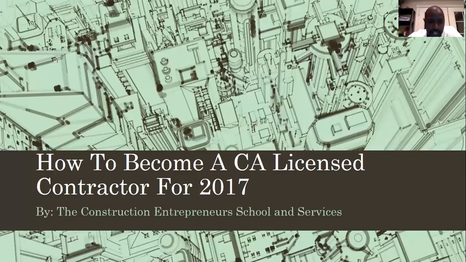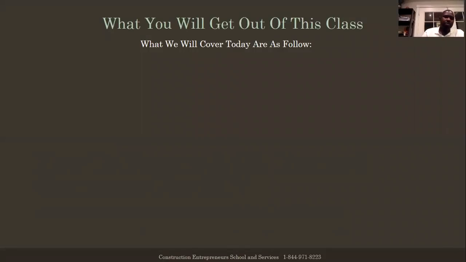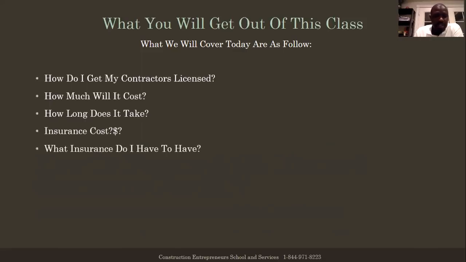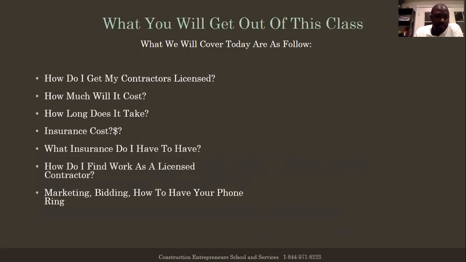All right, let's get started. What we're going to be covering today, and what you're going to get out of this course, is how do I get my contractor's license? We'll also cover how much it will cost, how long it takes, and what insurance you need to have. How do you find work as a licensed contractor? We'll talk a little bit about marketing, bidding, and how to have your phone ring.